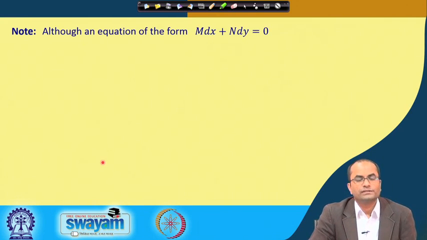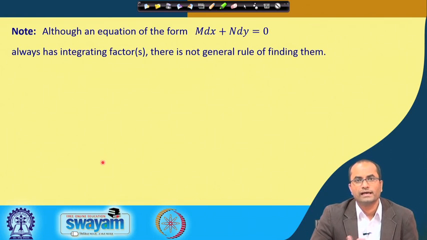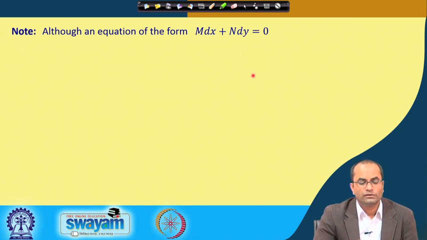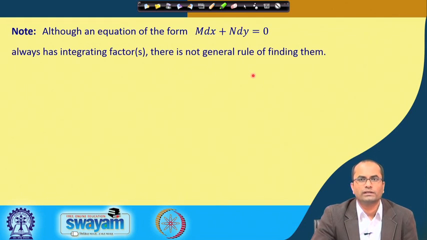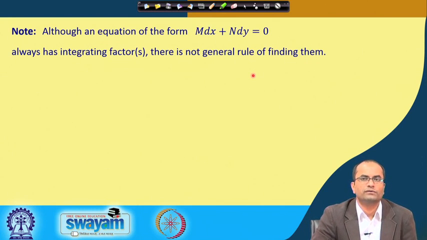Although an equation of the form M dx plus N dy always has an integrating factor or factors, and there could be more than one, there is no general rule for finding them. It is a tedious job and not in general easy to find the integrating factor of the given differential equation. So we will consider only some special cases where we can find the integrating factor easily.